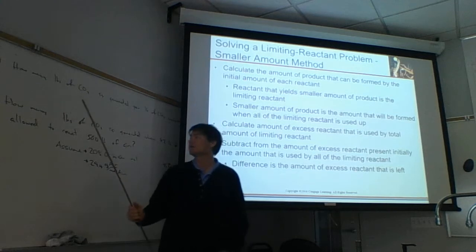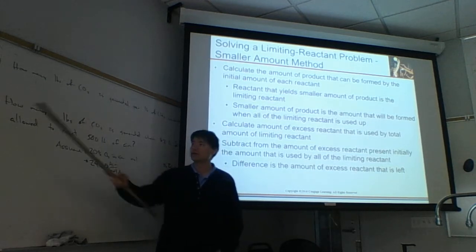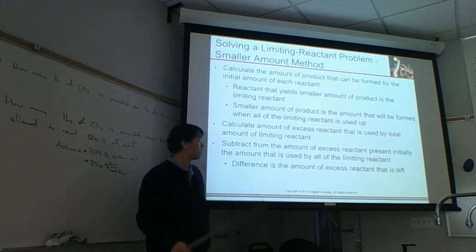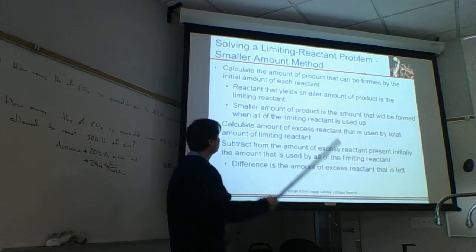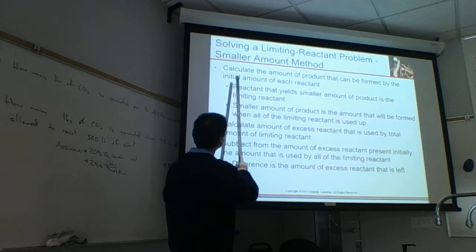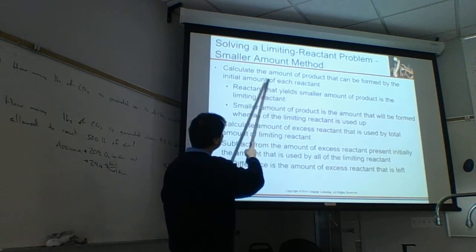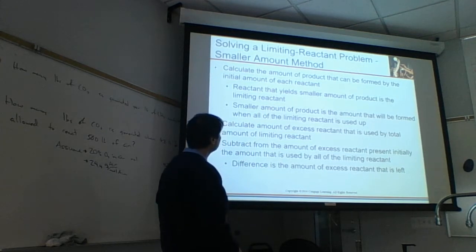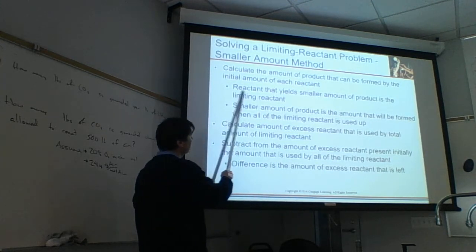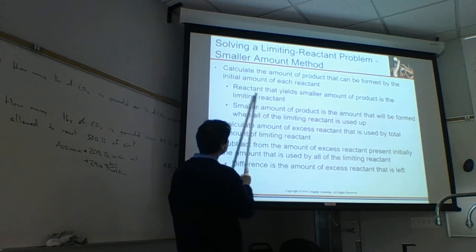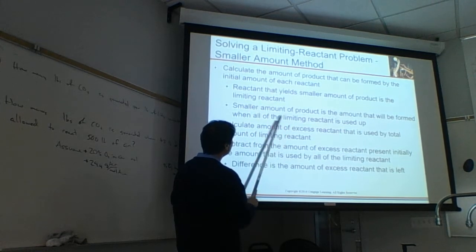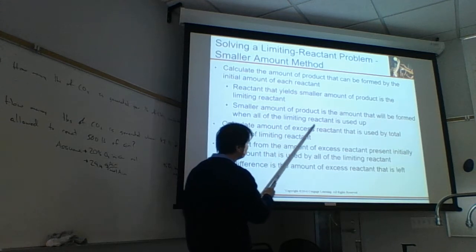For each reactant, we do an individual stoichiometry calculation like this to figure out how much product we can form from each. And then we pick the smaller amount. Calculate the amount of product that can be formed by the initial amount of each reactant as a separate problem. Ignore all the other reactants. The reactant that yields the smaller amount of product is the limiting reactant. The smaller amount of product is the amount that will be formed when all the limiting reactant is used up.